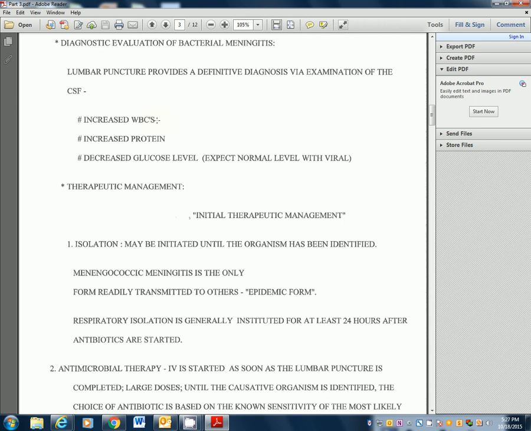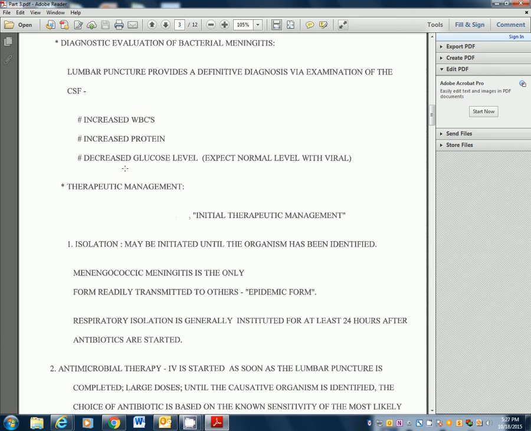Your normal glucose level is 45 to 80 in the cerebral spinal fluid. So anything above 80 would be increased, and anything below 45 would be decreased. Protein level is normally 15 to 45 milligrams. So if it's increased protein, it's anything over 45.